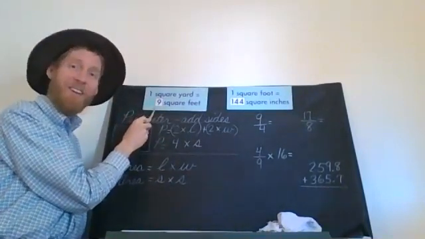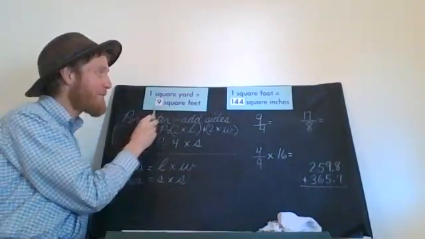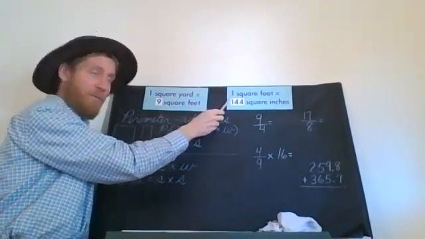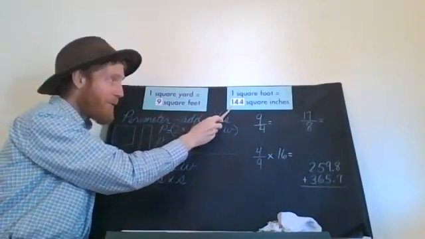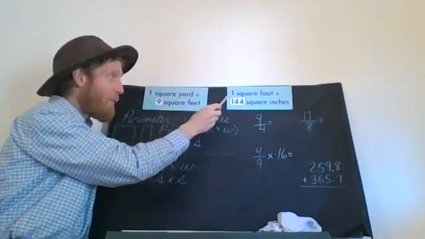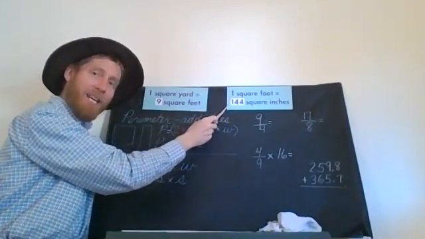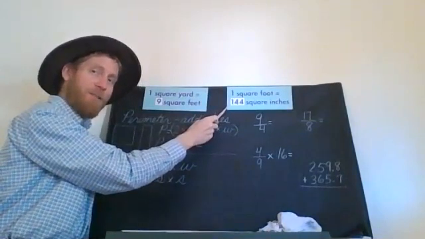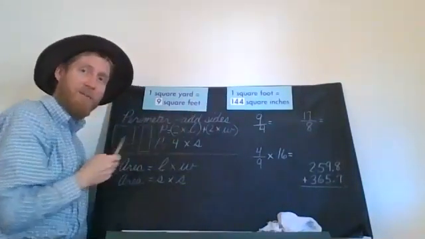1 square yard equals 9 square feet. 1 square foot equals 144 square inches. Memorize that one today if you haven't.